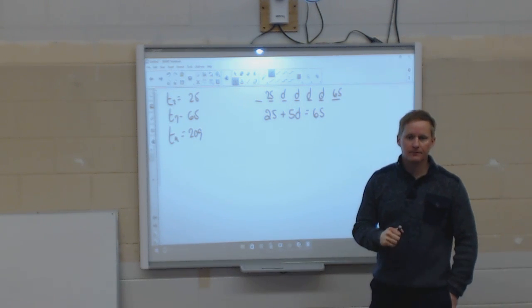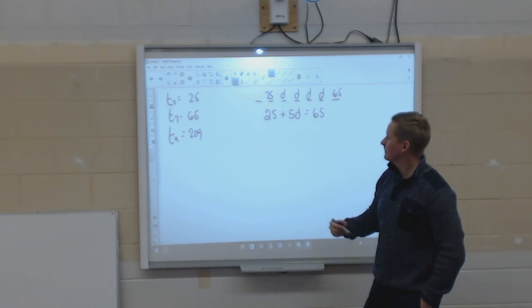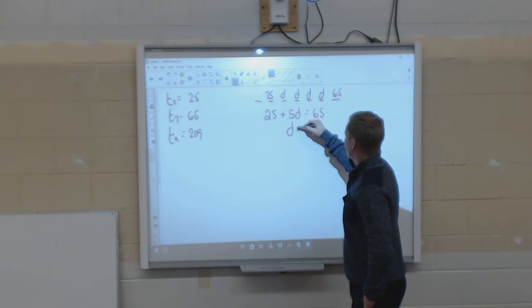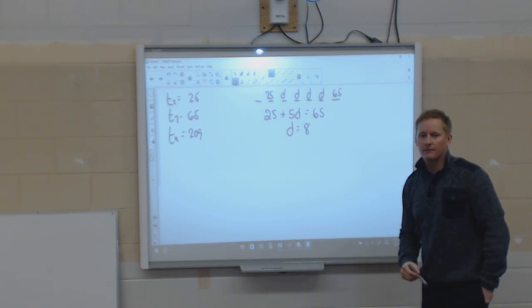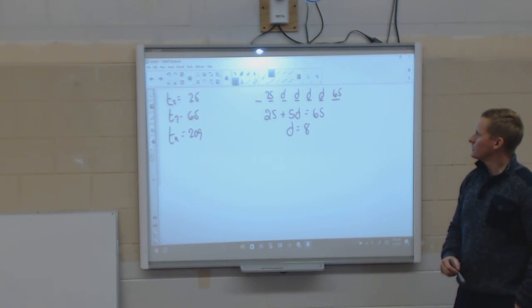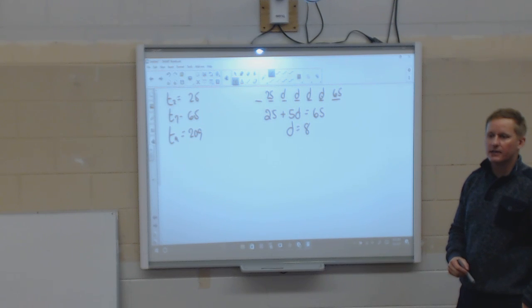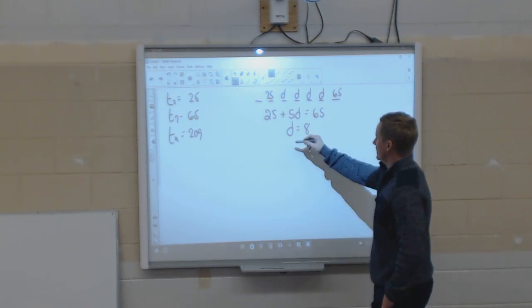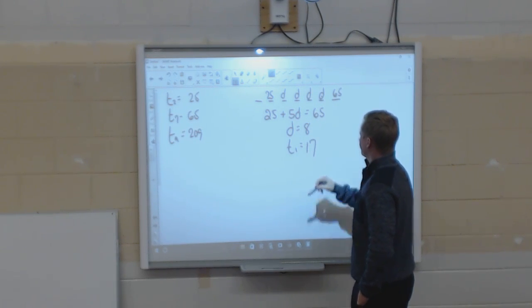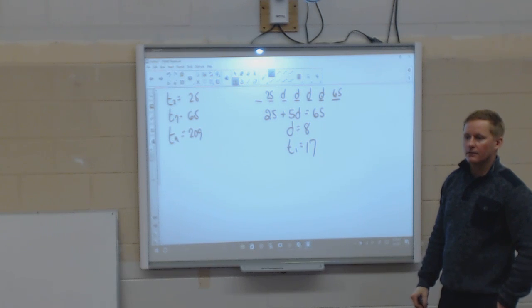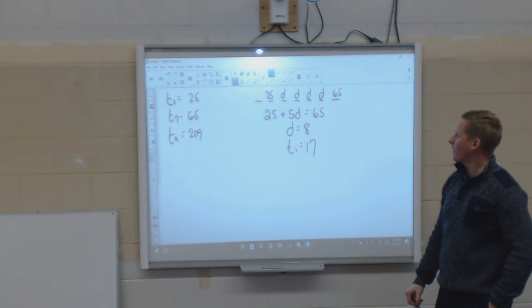So now what? Solve for D. Take away 25 and divide by 5. Right. So 40, that means 8, right? Good so far? So how do I find out what T1 is then? Subtract 8. 25 minus 8, so T1 is? 17. Good. All right. No problem so far?